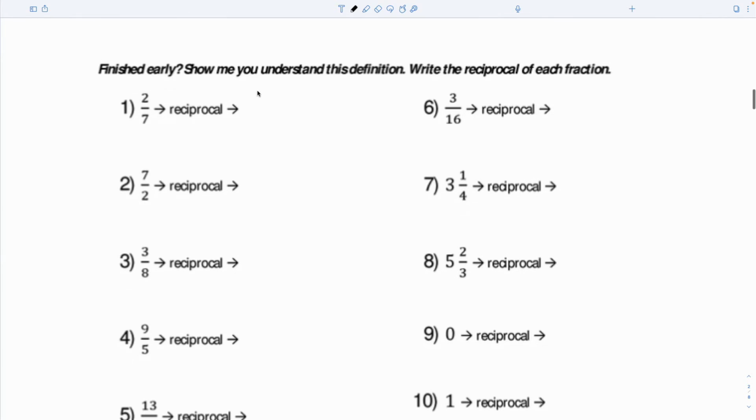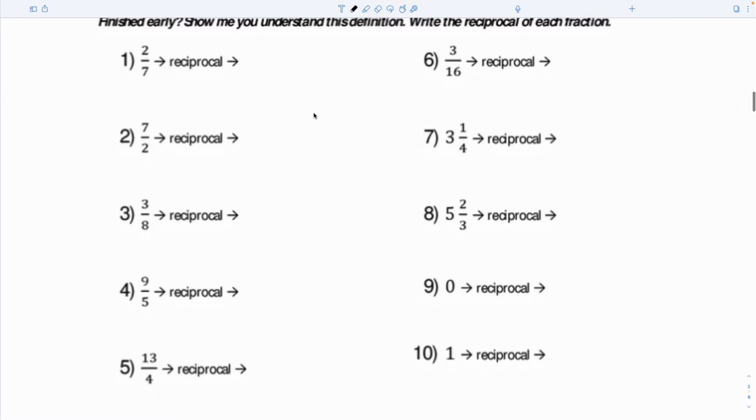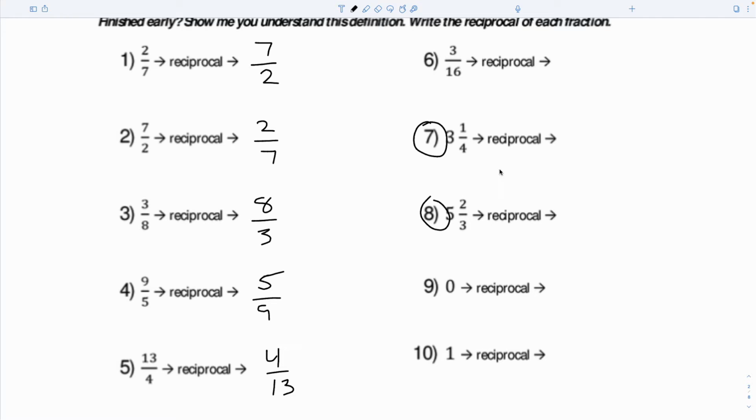We know that. So let's do a few of these on your own. What's the reciprocal of 2/7? Take 1 minute to finish as much of these as you can. Be careful when you hit number 7 or 8. Go. It's just flipping it. So the reciprocal is just the opposite. You got 30 seconds left.